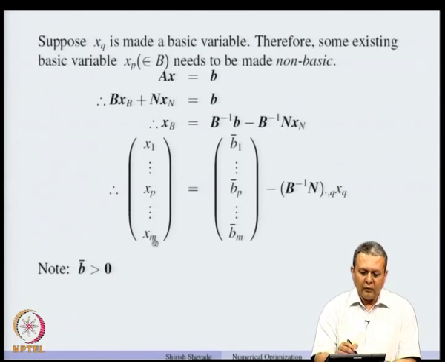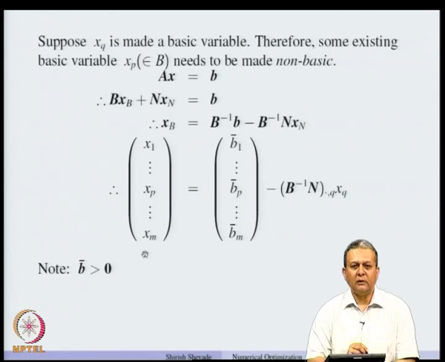So, you have x1 to xm as the basic variables without loss of generality. Now, b1 bar to bm bar denote B inverse b, and since it is a non-degenerate basic feasible solution, we can say that b bar is greater than 0. And what we are interested in is the qth column of B inverse N. So, that is denoted by B inverse N dot comma q, which means that we consider all the rows in the qth column of B inverse N multiplied by xq. So, at the moment we are interested only in the xq variable of the non-basic vector variable set.